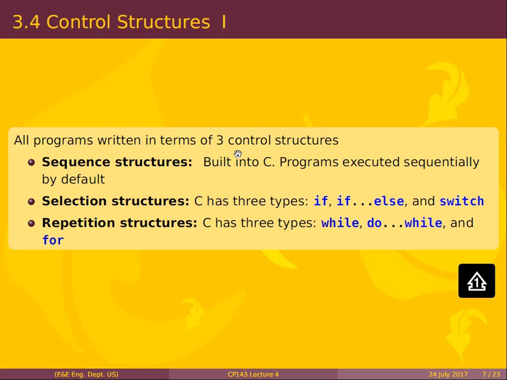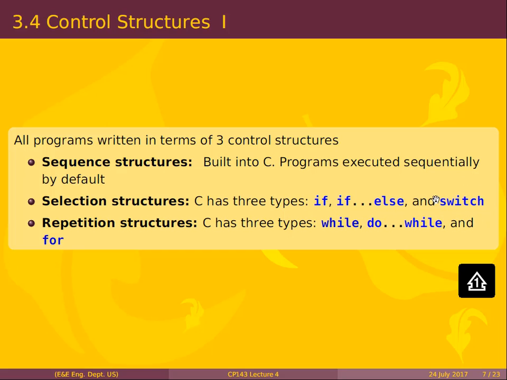We've got these 3 control structures available to us in C. Firstly, we've got sequence structures. They're built into C, which basically boils down to the fact that programs are executed sequentially by default. Then we've got the selection structures, and C has 3 types of selection structures. This you should have seen up to now: if, if-else, and also a switch.